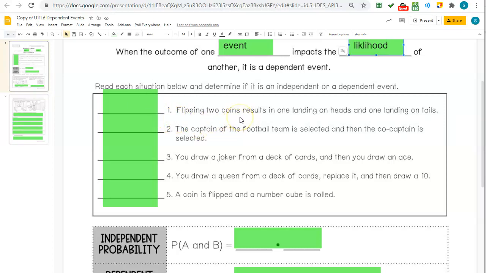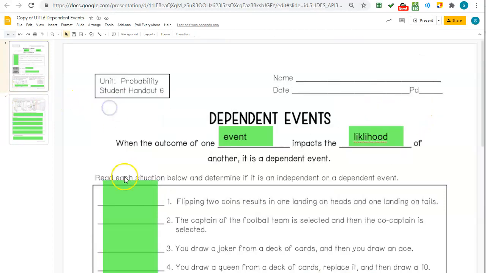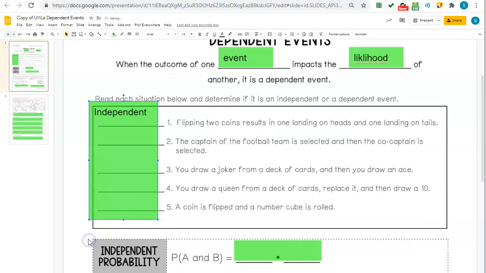Flipping two coins, resulting in one landing on heads, that's the first event, and one landing on tails, that is independent. The outcome of the first event will not affect the outcome of the second. Alright? The captain of the football team is selected, and then a co-captain is selected. Well, the person who was picked as captain cannot be co-captain, so his probability of being co-captain definitely changed. This is dependent.